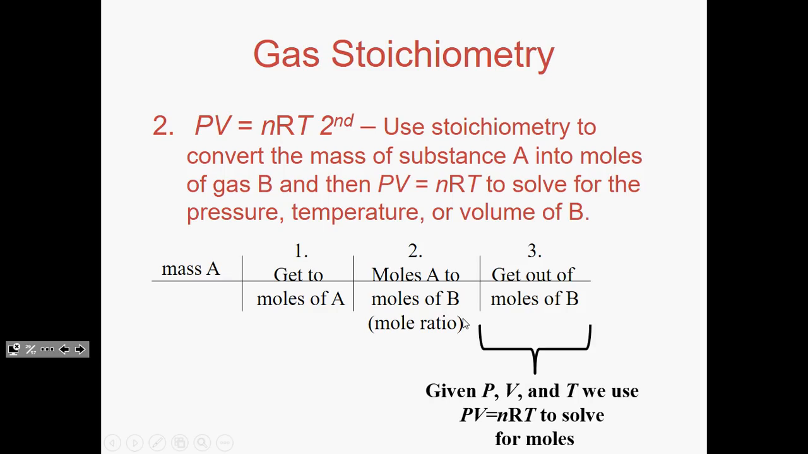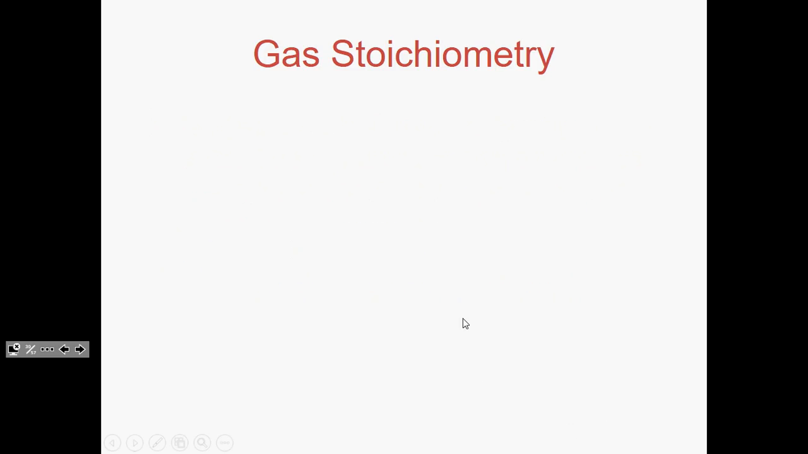So we take the mass, convert it to moles using molar mass in step 1, convert moles of one substance to moles of another substance in step 2, and then we can plug that mole amount into PV equals nRT to solve for our unknown variable, the pressure, the volume, or the temperature.